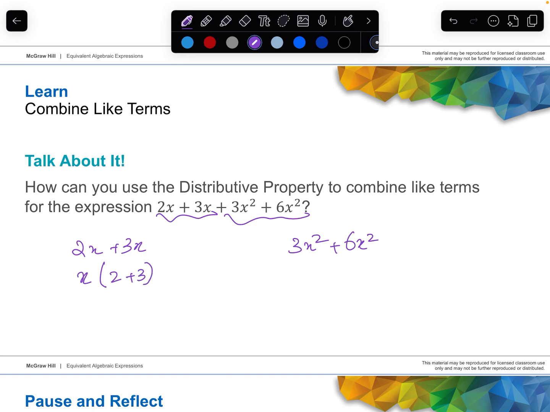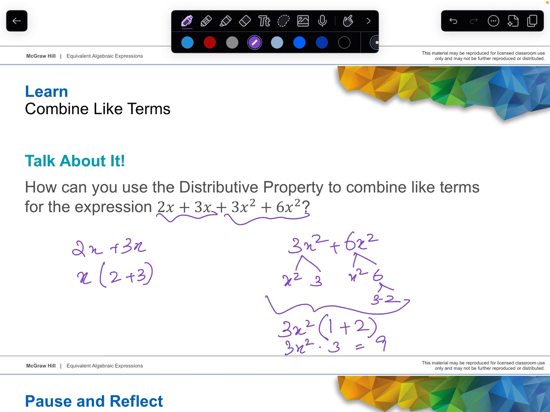And here, I see that the factors of this are x squared and 3. This is x squared and 6. Now again, 6 can be expressed as 3 times 2. So I see that both 3 and x squared are a common term, the common factor. So I can express this whole expression as 3x squared times 1 plus 2, which gives me 3x squared times 3, which is 9x squared. Or I could have just done x squared as the common factor and 3 plus 6, which also gives me 9x squared. So my final expression is going to be, well, this was 5x. My final expression is 5x plus 9x squared.